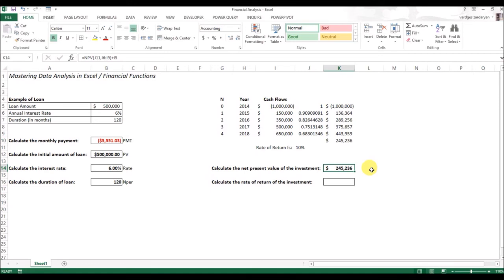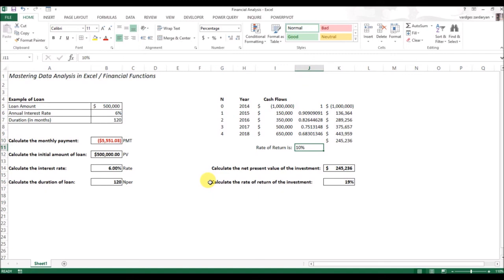Now, if we want to calculate the real return rate for our project, or in financial mathematics it's called the internal rate of return, we can use the IRR function. Let's select cash flows. And we got 19%, which is higher than our rate of return here. And it means that our project is acceptable.